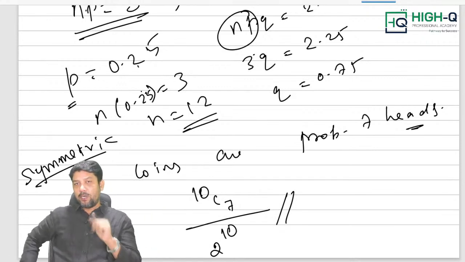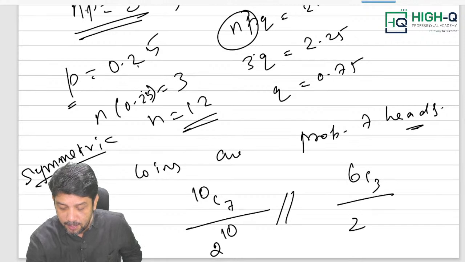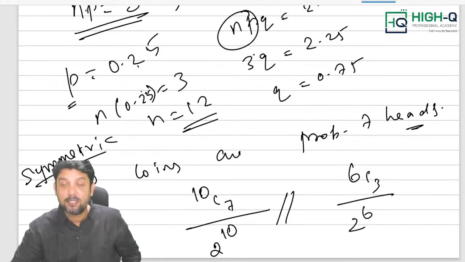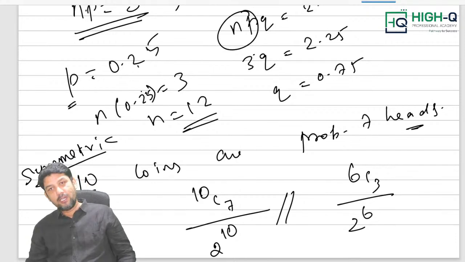6 coins are tossed. What is the probability of getting 3 heads? 6C3 divided by 2 power 6. That's it. When 7 coins are tossed, what is the probability of getting 4 tails? 7C4 divided by 2 power 7.